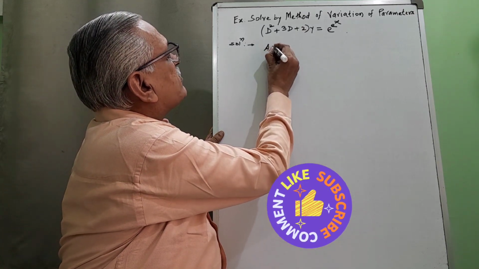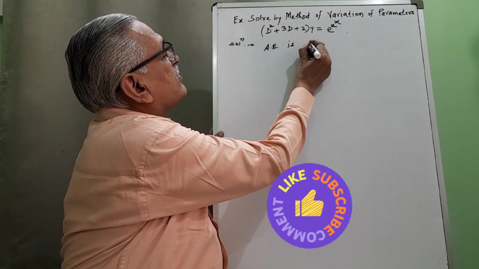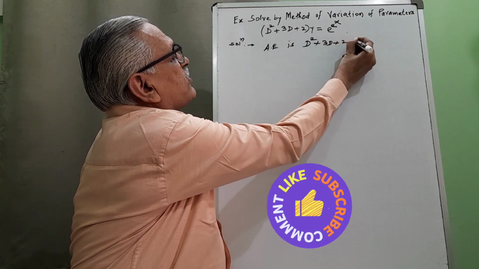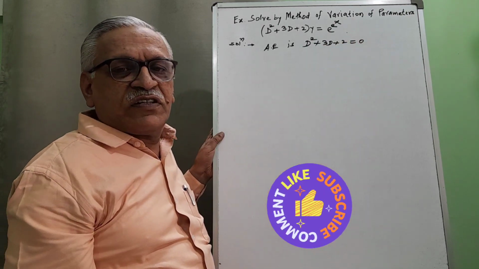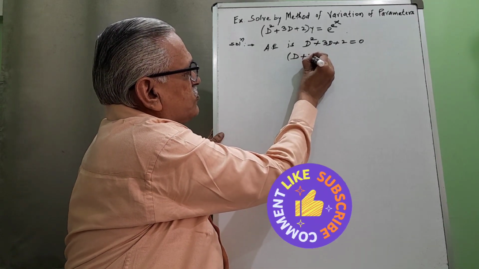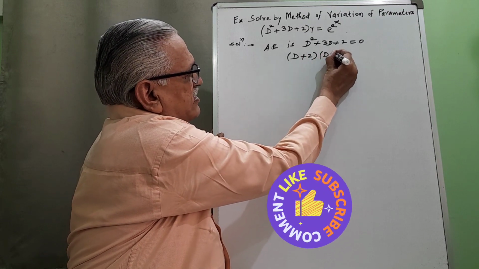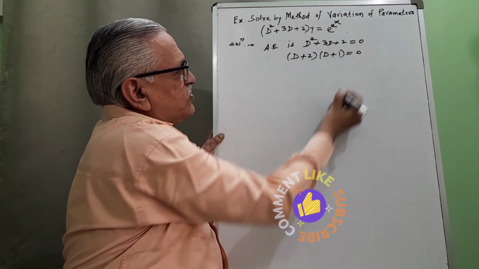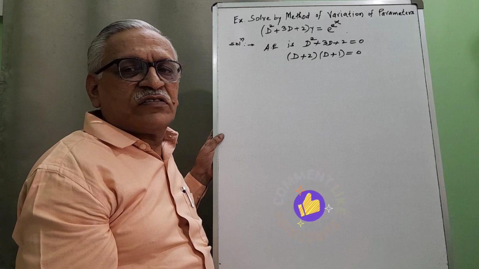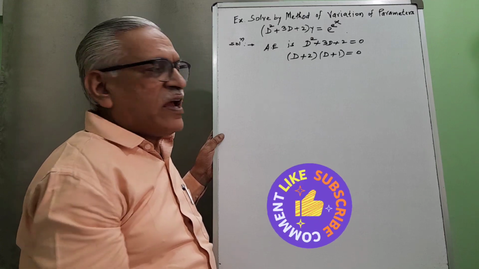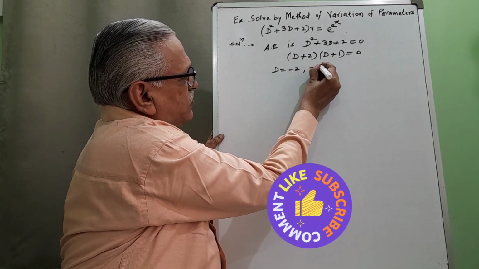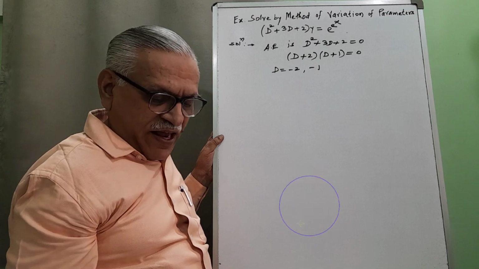Auxiliary equation is D square plus 3D plus 2 is equal to 0. It is a quadratic equation. Finding the factors of this equation, the factors are (D plus 2) and (D plus 1) equal to 0, so that the sum is 3 and the product is 2. Equating each to 0, we get D is equal to minus 2 and minus 1. Roots are real and different.